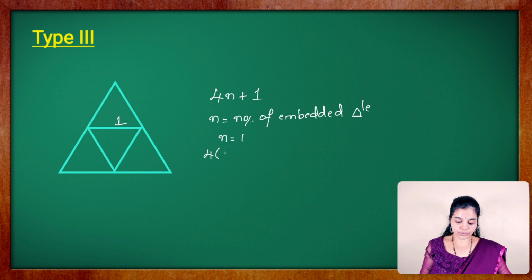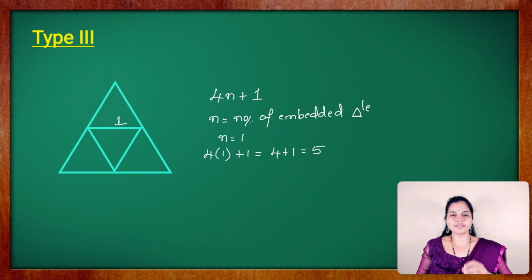So I can substitute into the formula. 4 into n is 4 into 1 plus 1. It is 4 plus 1, which is equal to 5. So in this given figure, in total we have 5 triangles. For this figure, you can easily count it without formula as well.